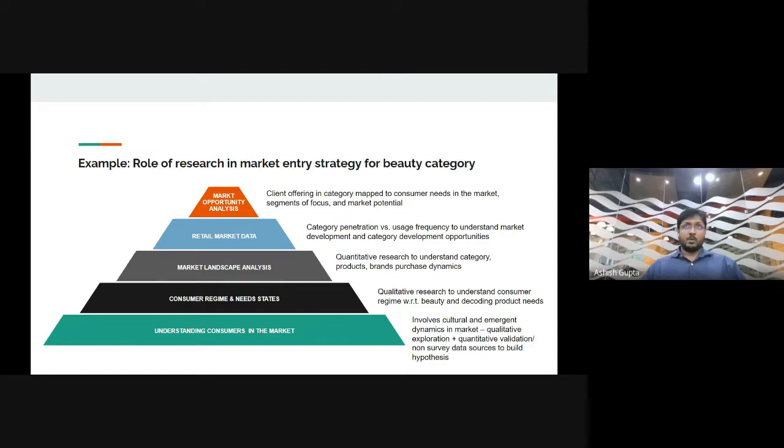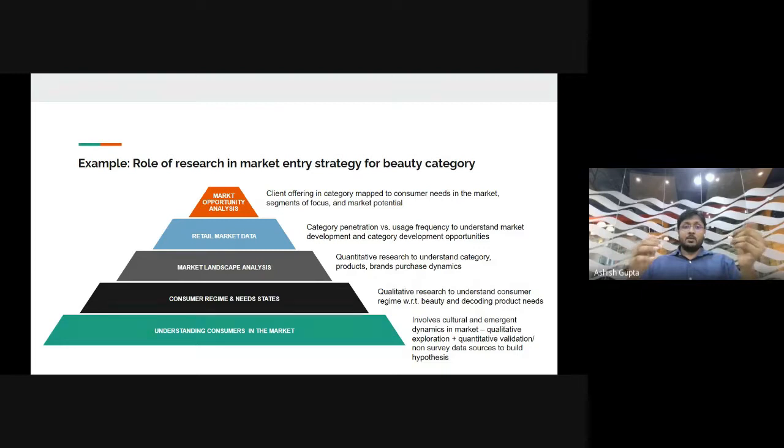Followed by, once you understood the construct of the consumers in the market itself, you would start understanding from a category perspective what the consumer regimes are. So in case of the beauty category, you would want to understand what the regimes are with respect to beauty: how often do they use, why do they use, what do they use, what are the different needs which make certain products relevant. And then you would want to understand what the different brands operating in the market are, what are the different purchase dynamics.